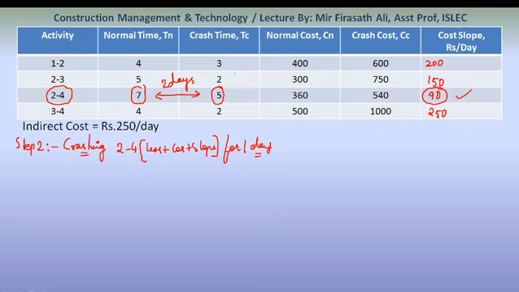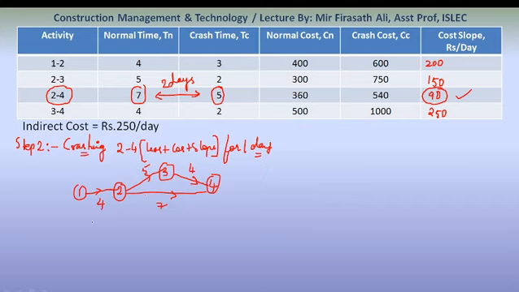What will be our network diagram? Look at our network diagram. Once again draw this one: activity 1 to 2, 2 to 3, 3 to 4 and 2 to 4. This is our activity network diagram, right? What is the duration for 1 to 2? 4. Now what is the duration for 2 to 3? 5 days. For 2 to 4 it is 7 days. For 3 to 4 it is 4 days.